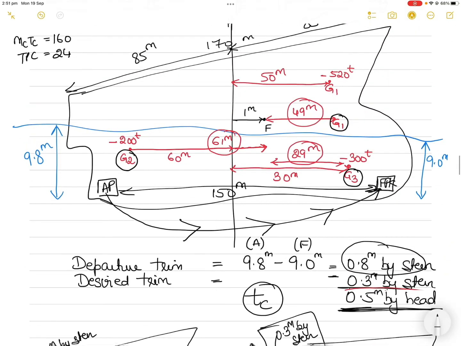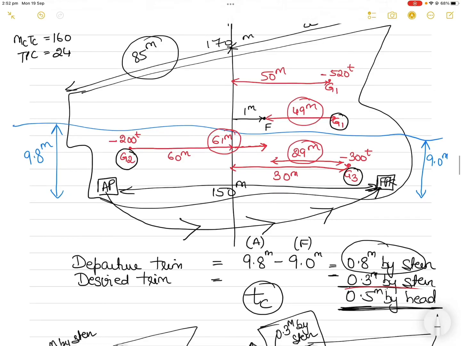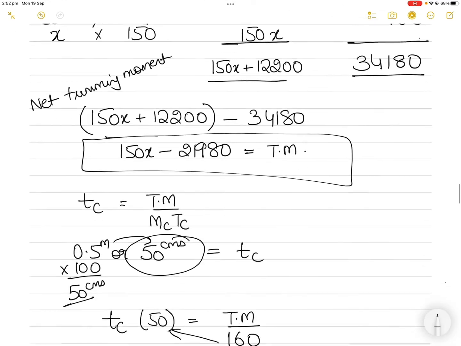Because from aft perpendicular to midship I can see is 85 meters, and center of rotation is 1 meter forward of the midship. So from aft perpendicular to midship is 85, and from midship to center of rotation is 1 meter. So 85 plus 1, 86 meters is the distance AF. Alright.